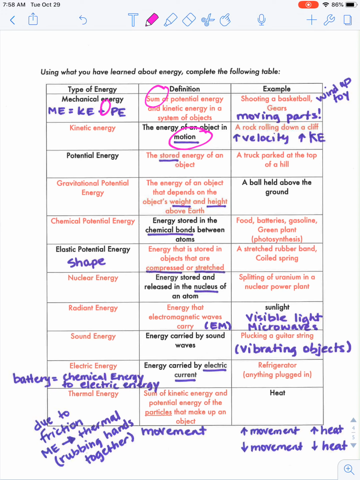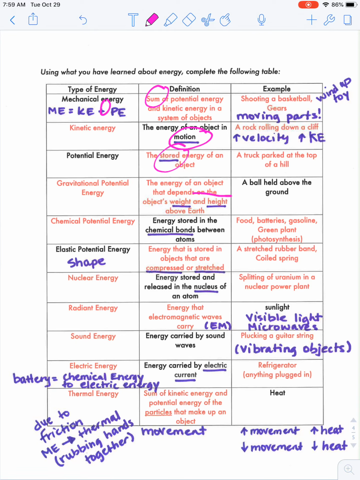Potential energy is the stored energy of an object, stored. There are three kinds, right? Gravitational, chemical, and elastic. So the example that I have here is a truck parked at the top of a hill, so no movement.